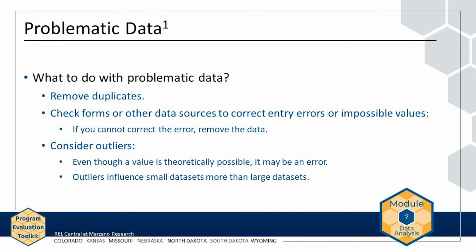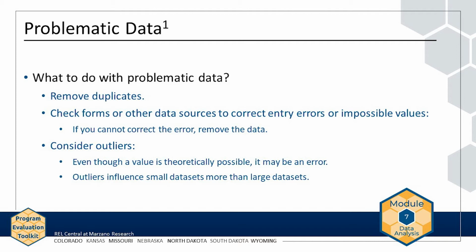If you cannot correct an error, remove the datum from the original cell, but try to keep as much of the accurate data as possible. For example, if a student in a dataset has an impossible age, like 1000, try to preserve the rest of the student's data and remove only the value for age.